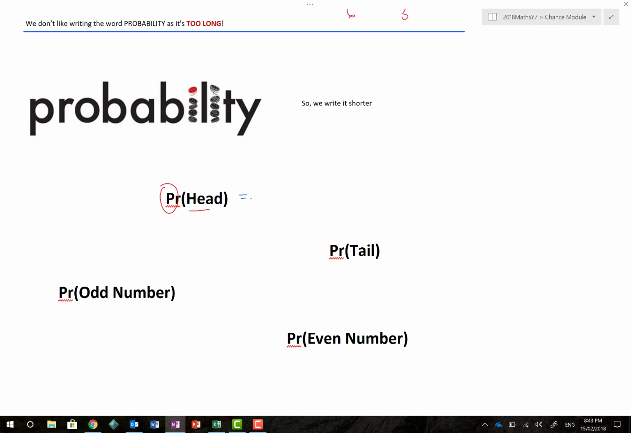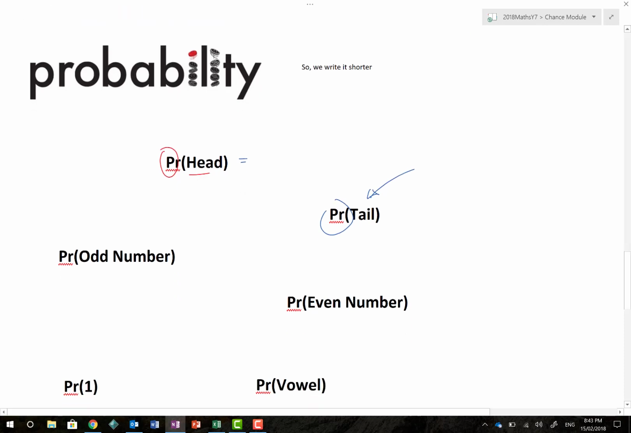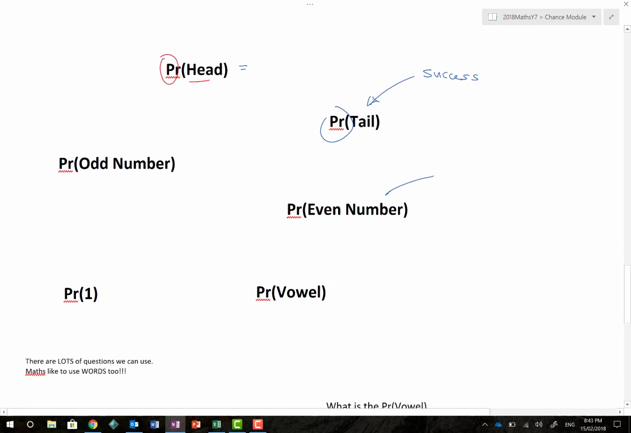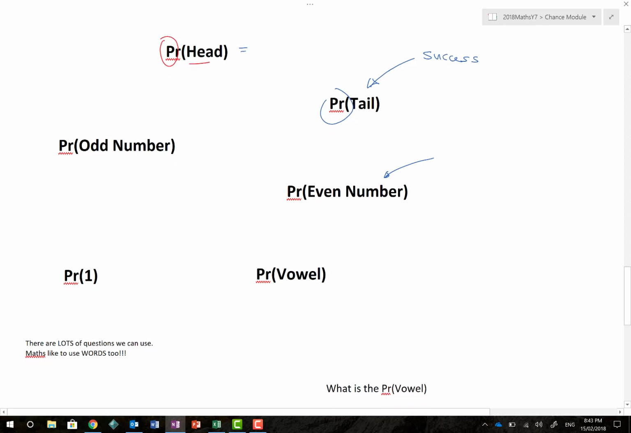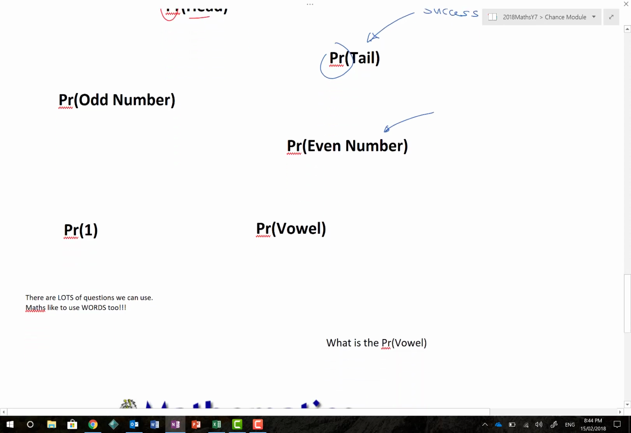So remember, PR stood for probability. What's inside the bracket is just telling you what we call a success. Now, that's really weird. We've not used that word before, have we? Success. Obviously, everything in life is success and failure. So when we throw a tail, we're calling that a success. When we have an even number here, we're calling that a success. Because when we get an even number, we're like, yeah, success! When we have a vowel here, we go, yes, success!